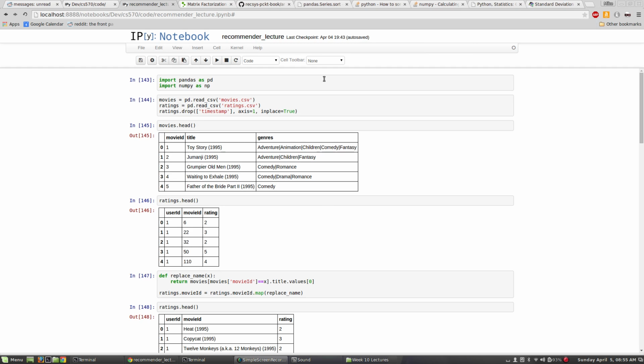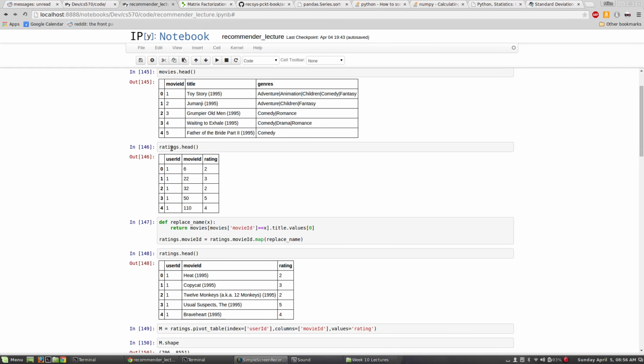Today we're going to be using the MovieLens dataset, and so this is data about movies. As you can see, I'm importing two pandas data frames. The first one is movies, and inside of here, what you'll see is that there's a movie ID, an associated title, and then a genre. In the second data frame, what I have is a user ID, a movie ID, and a rating. So how to interpret this is user ID 1 rated movie ID 6 a 2, user ID 1 rated movie ID 22 a 3, and so on.